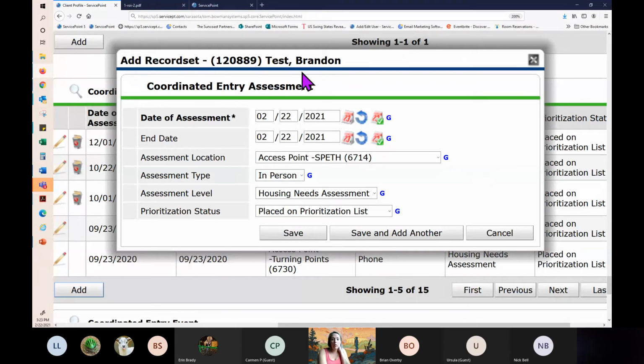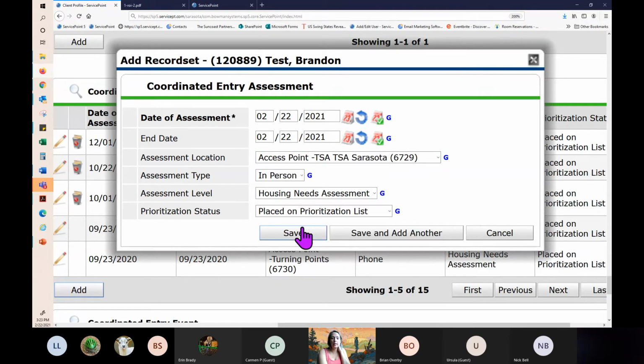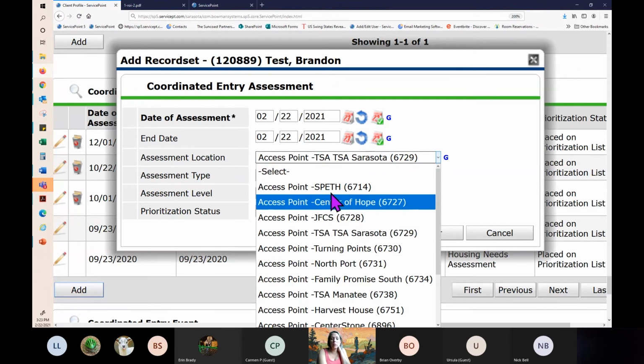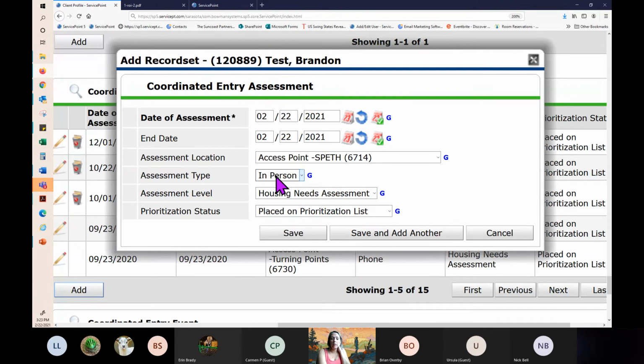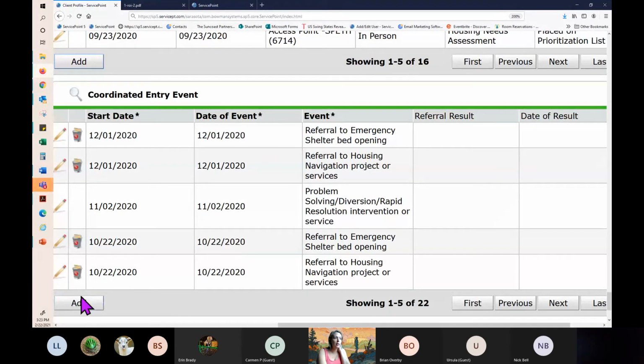This is, without fail, very basic. There's not much room for interpretation on this one. This is what it will look like based on maybe your TSA Sarasota, and that's the only thing that changes, based on where you're conducting it, what location, and then if you are doing it virtually or in person. From here, we save. Scroll to the bottom, same thing.